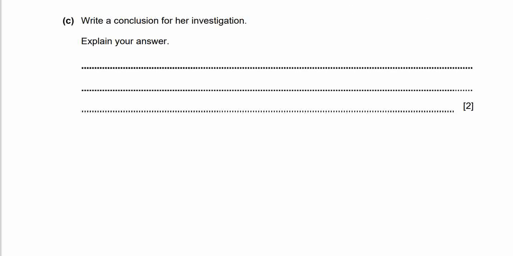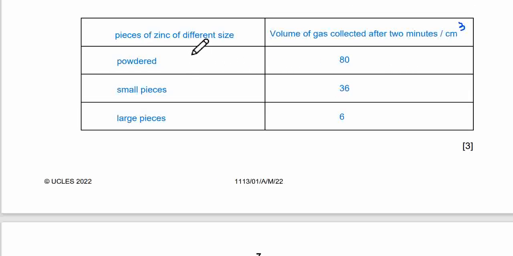Explain your answer. From the table we see that as the size of the zinc is getting larger, the volume of gas collected is smaller. So as this is increased, this is decreased. So powder, small, large, so the size increased, but the gas decreased.